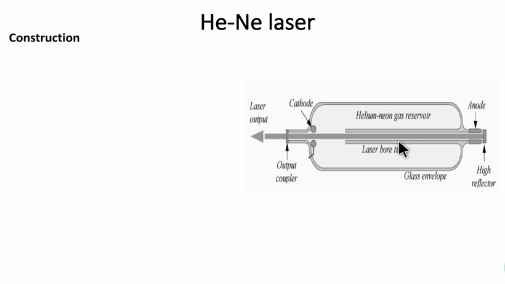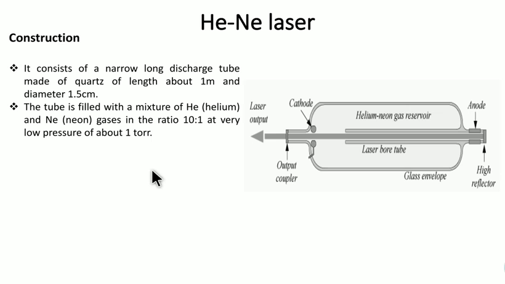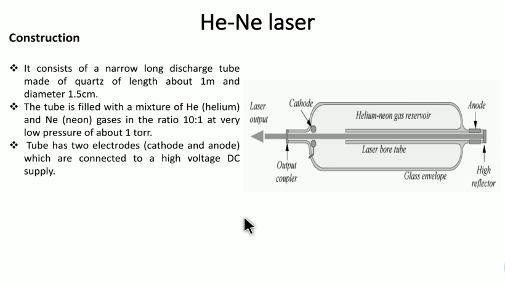Now, this is the laser cavity. It consists of a narrow long discharge tube. It is made up of quartz whose length is 1 meter and whose diameter is 1.5 centimeter. The tube is filled with a mixture of helium and neon gas in the ratio of 10:1 at very low pressure, that is 1 torr.